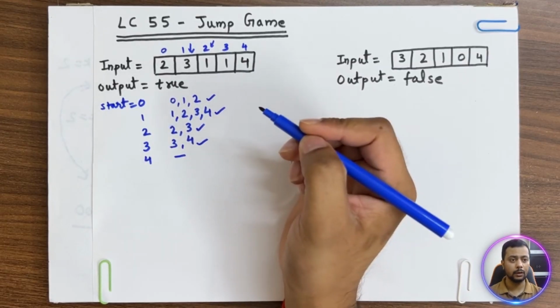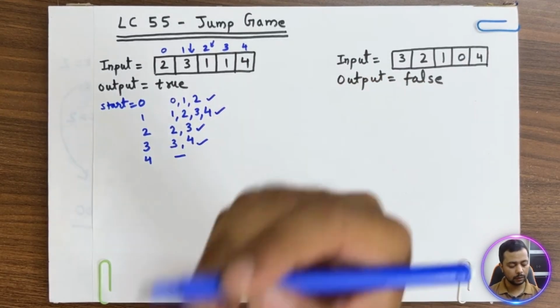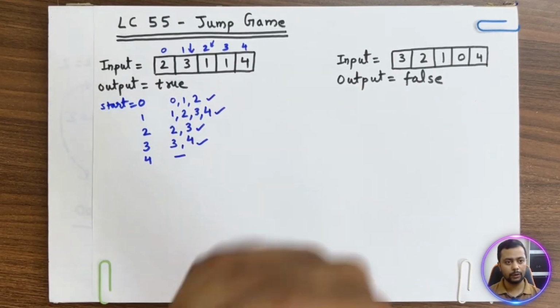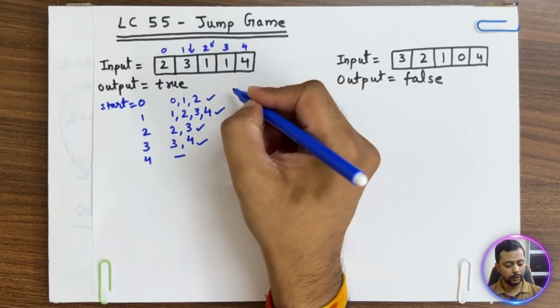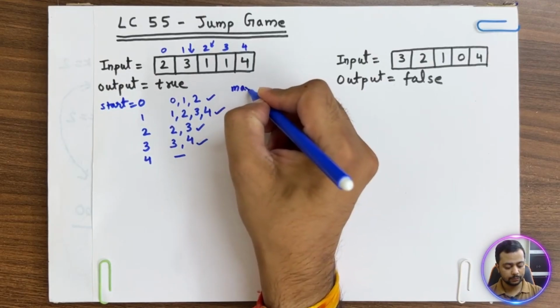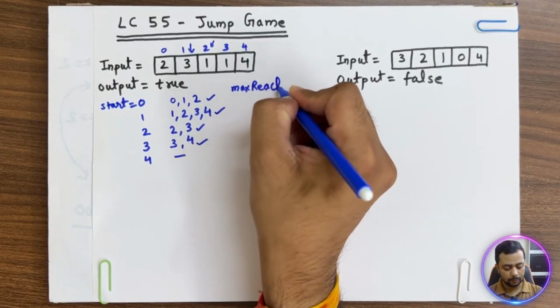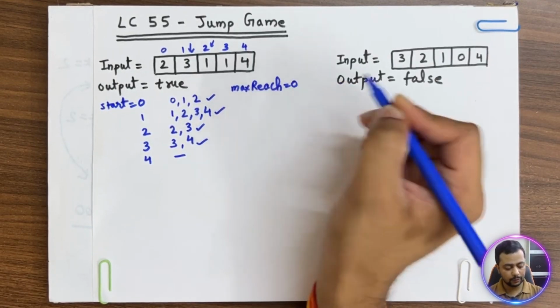So what I will do, listen to this carefully, I am going to introduce a variable. I will call it max reach. Max reach will be initialized with 0.